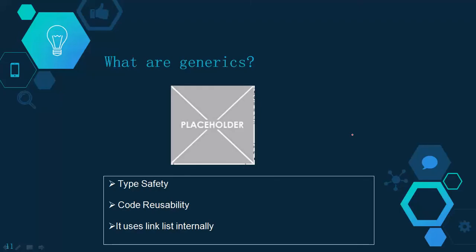So what are generics? What the interviewer expects from this question is that the candidate should know why the generics keyword was introduced in .NET, although we have objects. Basically, generics act as a placeholder for data types, and mainly they are used for type safety and code reusability. Interestingly, internally it uses a linked list.